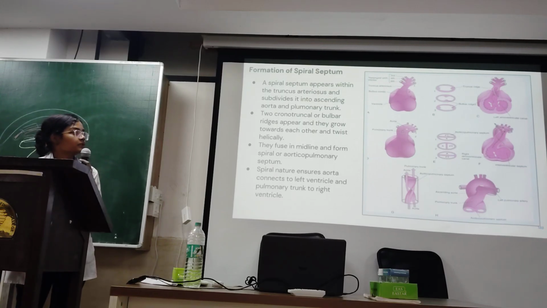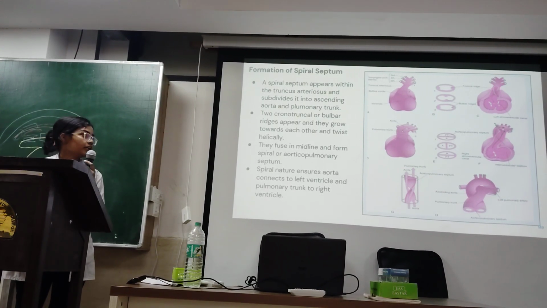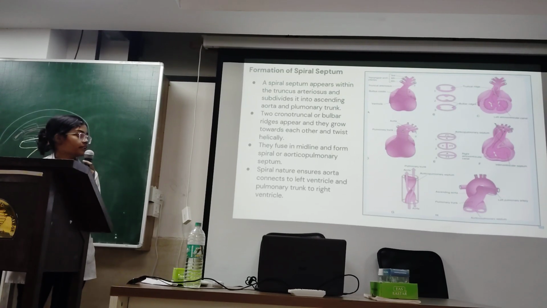For example, in the proximal section, the pulmonary trunk is anterior to the aorta. Then in the intermediate section, aorta is present to the right and pulmonary trunk to the left. And then in the distal section, aorta is present anterior to the pulmonary trunk. So the spiral nature is for the insurance that aorta connects to the left ventricle and pulmonary trunk to the right ventricle only.